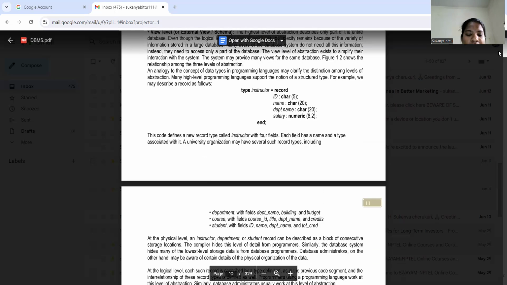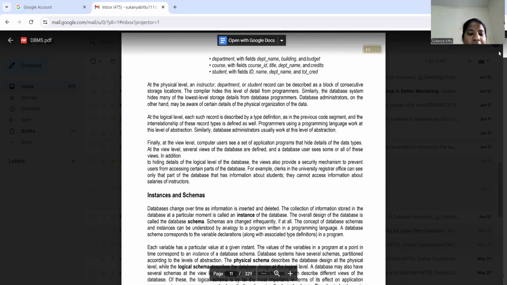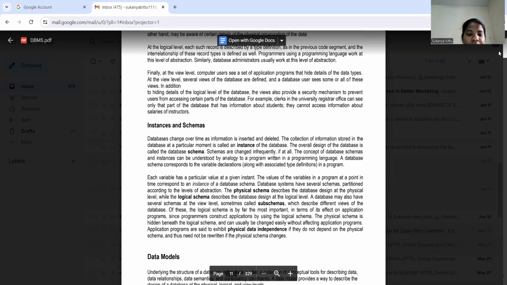So next, instances and schemas. Databases change over time as information is inserted and deleted. The collection of information stored in the database at a particular moment is called an instance of the database. So the overall design of the database is called the database schema.